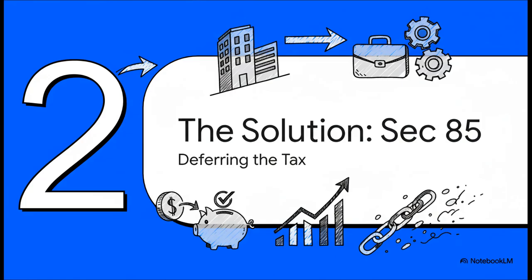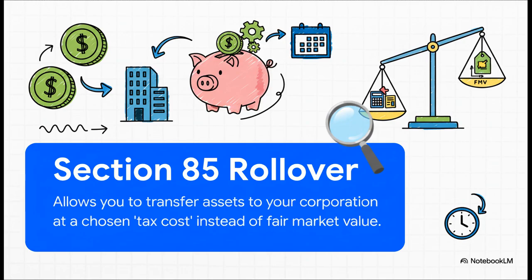So that's the problem. But thankfully, the Income Tax Act provides a very specific, very powerful mechanism to solve this exact issue. Section 85 allows you and your new corporation to jointly elect a transfer price. We call it the elected amount, instead of being forced to use the fair market value. Now, by choosing this amount strategically, you can defer any capital gains and recapture that would have otherwise been triggered. I really want to stress that word, deferral. You're not eliminating the tax. That tax will eventually have to be paid, but you're pushing that day off into the future.